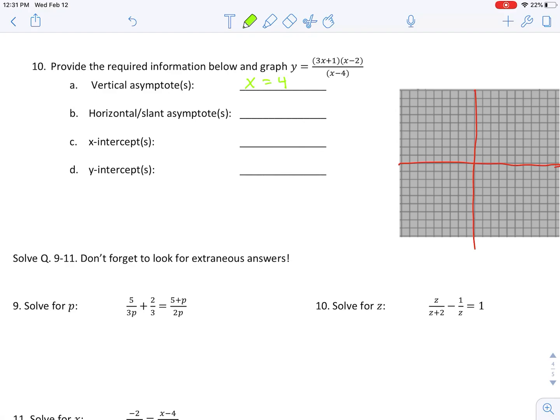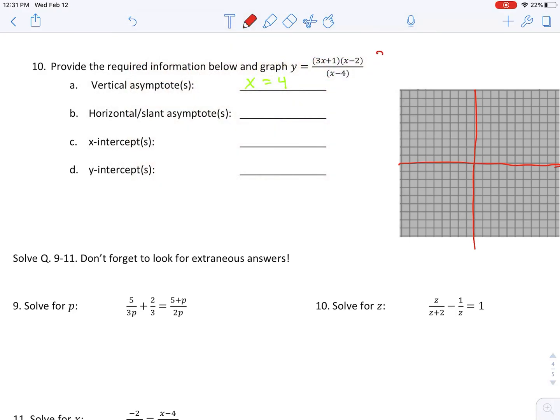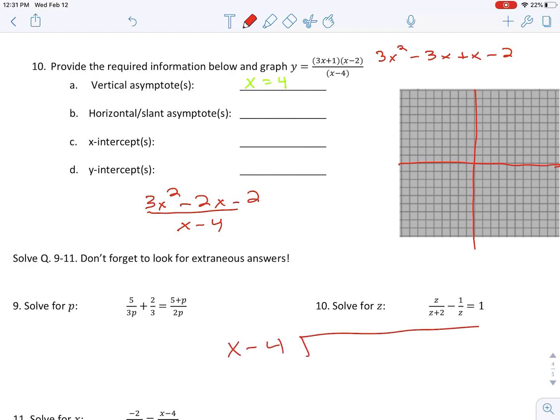The horizontal asymptote. Okay, so we are going to divide this one because this one is actually improper, because the numerator is 3x squared minus 3x plus x minus 2. So I know that this whole thing in standard form is 3x squared minus 2x minus 2, and that is over x minus 4. So if I divide this, I'd have x minus 4, and I'm going to divide that into 3x squared minus 2x minus 2.